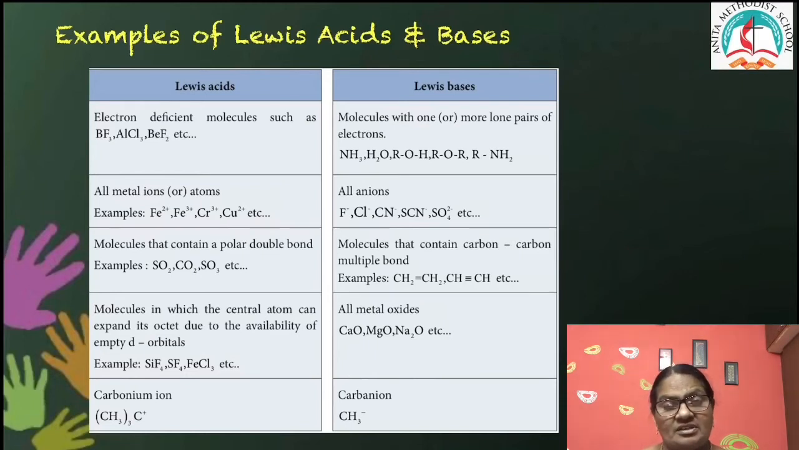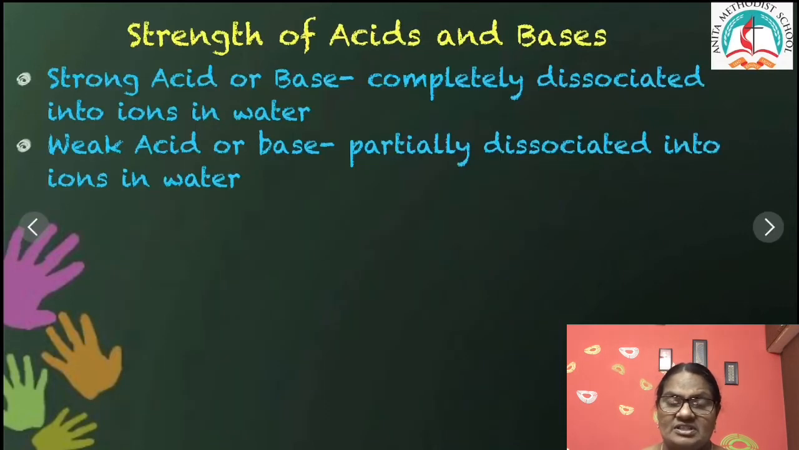Now we are going to discuss about strength of acids and bases. What is strength? We can call them a strong acid and a strong base, or a weak acid and a weak base. What are strong acids and strong bases? Depending upon their ionization. A compound, when it breaks to give ions, it's called dissociation or ionization.